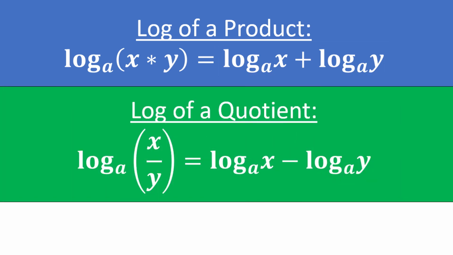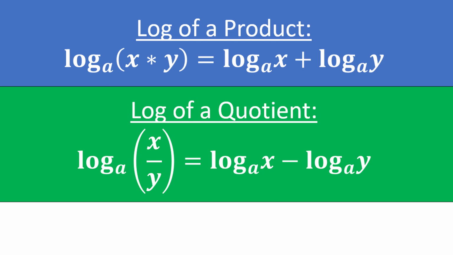The log of a quotient says that if you have log base a of x over y, that can be written as the difference of two logs, log base a of x minus log base a of y. Again, this property can and often is used in both directions.